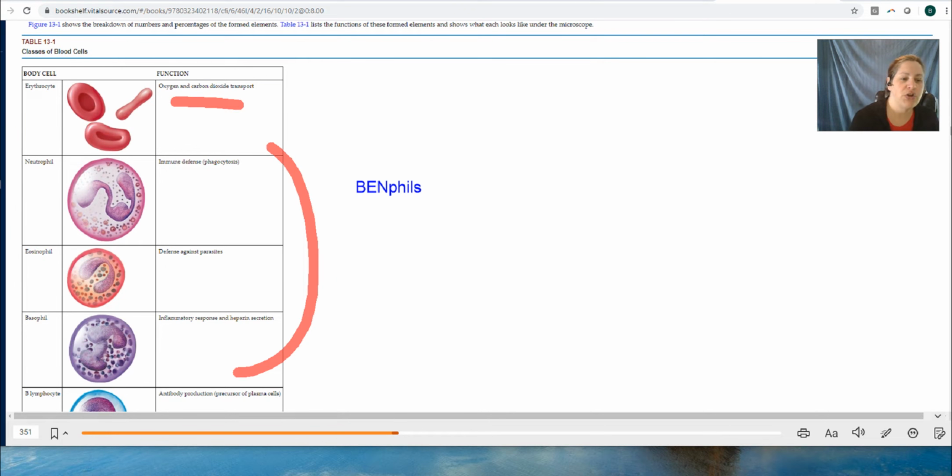Okay? The neutrophils are for immunity. The eosinos protect you against parasites. And the basophils are used for inflammatory response and heparin secretion.